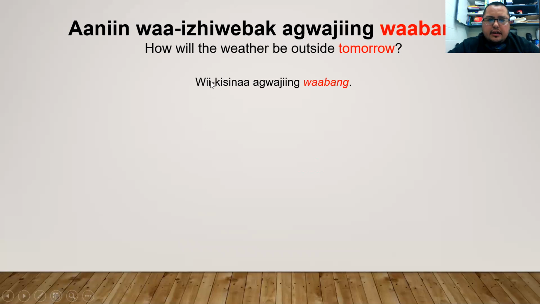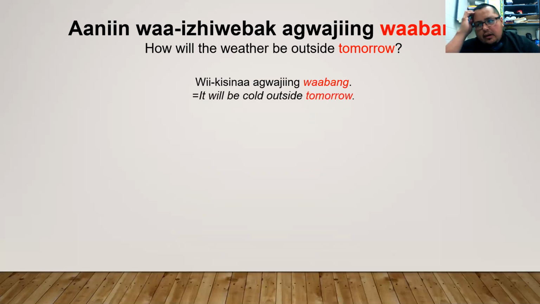And here it is again. Any past tense or future tense, we always do consonant vowel change on certain words. Well, there's certain words that you don't because of the soft sound of some of the letters. But in this case, we would do we kisina agwajing wabang. It will be cold outside tomorrow.